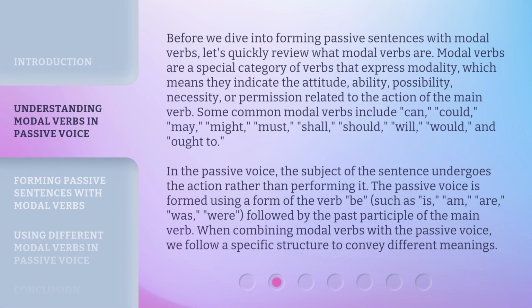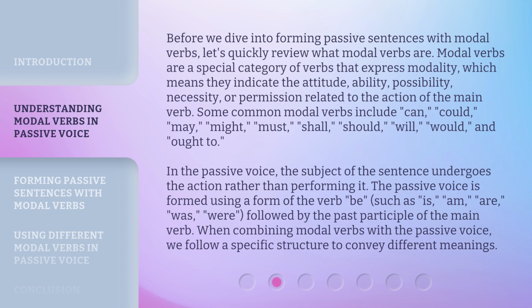Before we dive into forming passive sentences with modal verbs, let's quickly review what modal verbs are. Modal verbs are a special category of verbs that express modality, which means they indicate the attitude, ability, possibility, necessity, or permission related to the action of the main verb. Some common modal verbs include can, could, may, might, must, shall, should, will, would, and ought to.